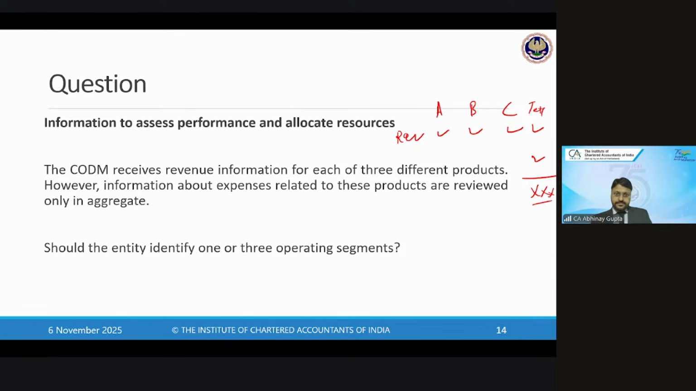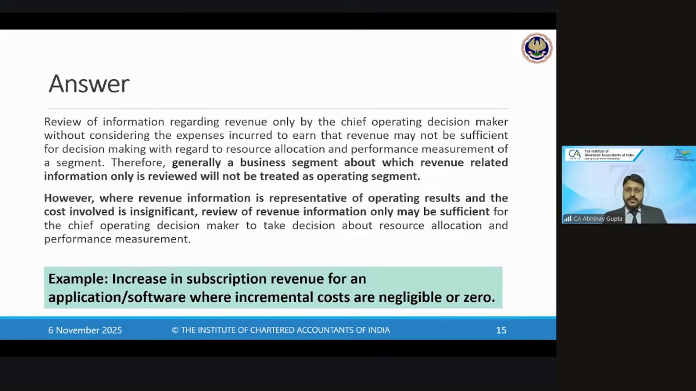Operating segments will be, sir, three. Even though they incur expenses as a whole for all three. Three.